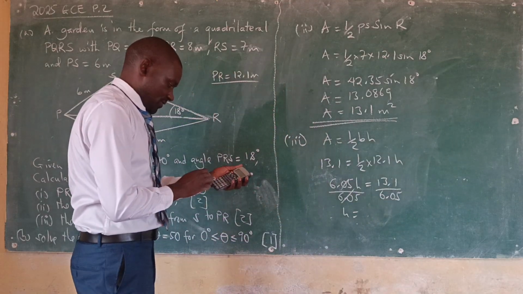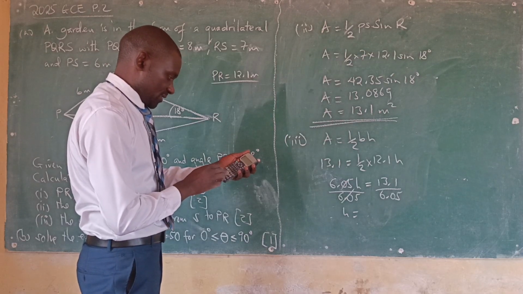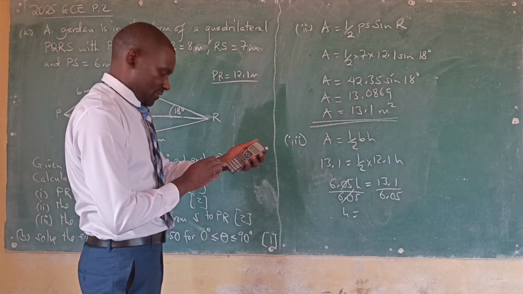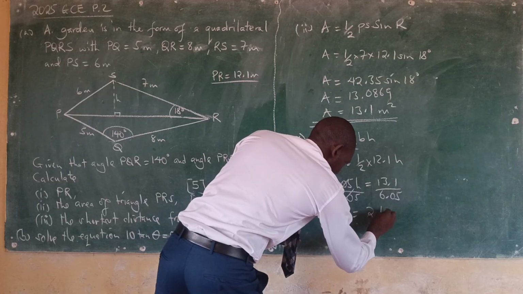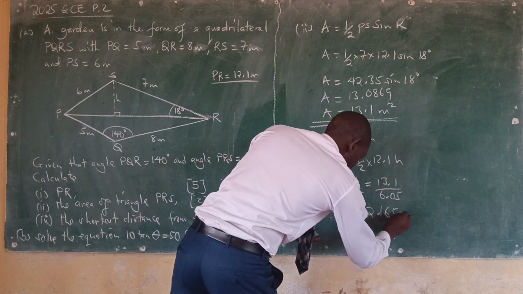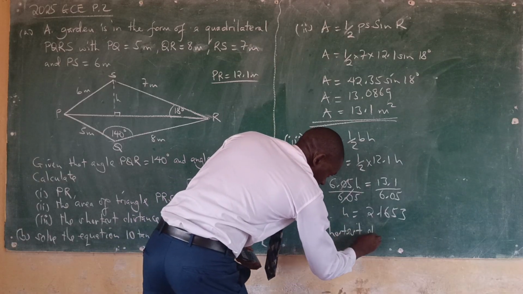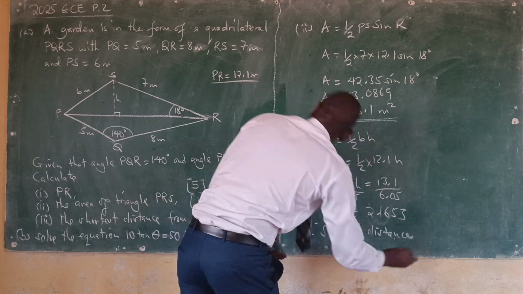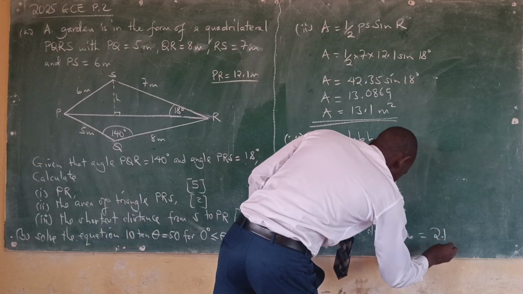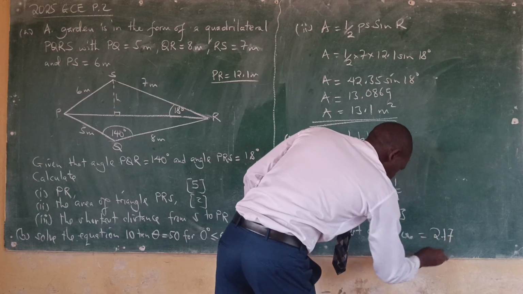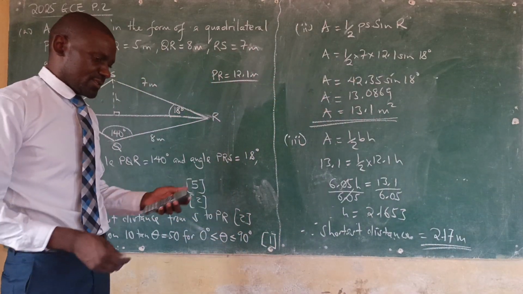H is equal to 13.1 divided by 6.05. It's giving 2.1653. So the shortest distance from S to PR will simply be 2.17. These are meters. So I've given it to 3 significant figures.